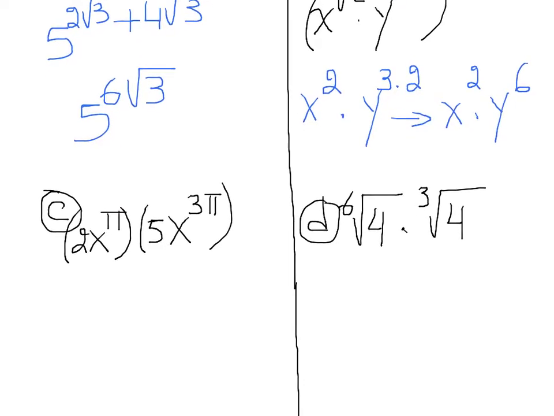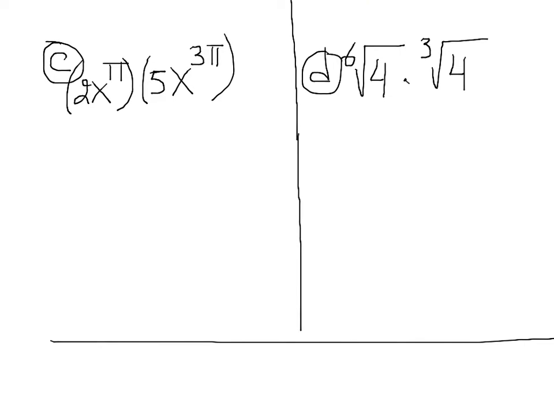Next, we're going to look at part C. In part C, we're going to match the bases. 2 times 5 will give us a 10. The x's have the same bases, so I'm going to go ahead and add the powers. Pi plus 3 pi gives me a grand total of 4 pi.